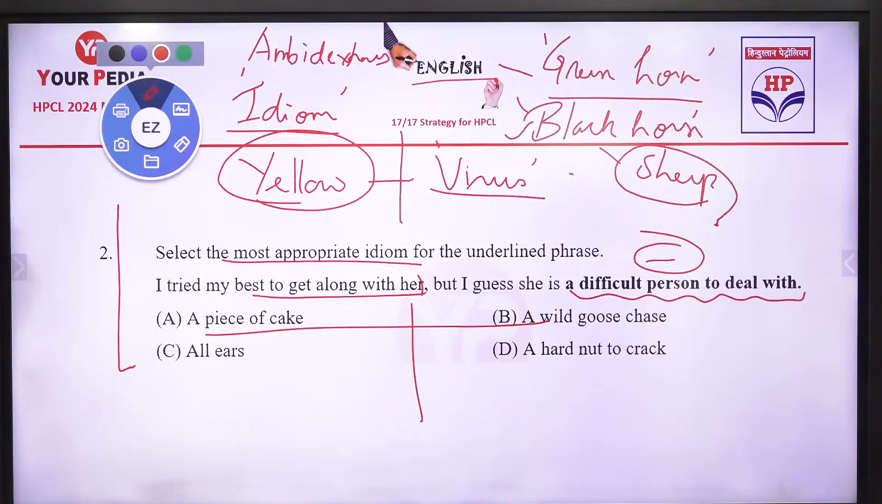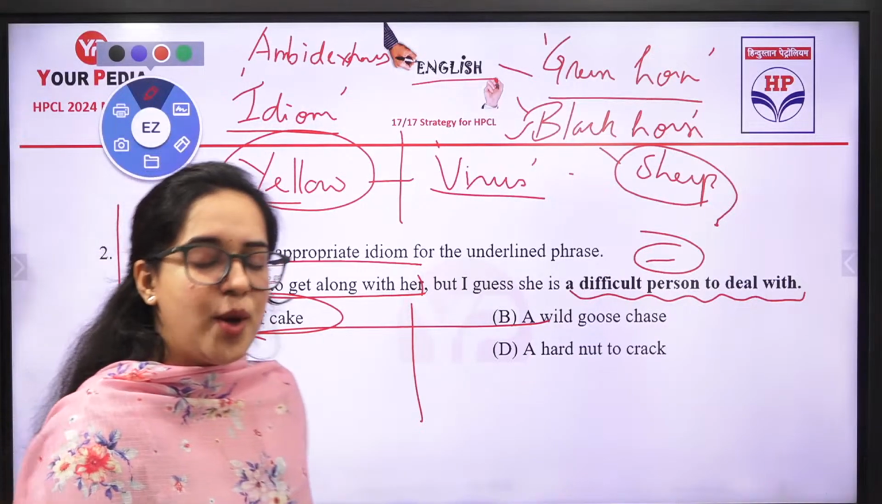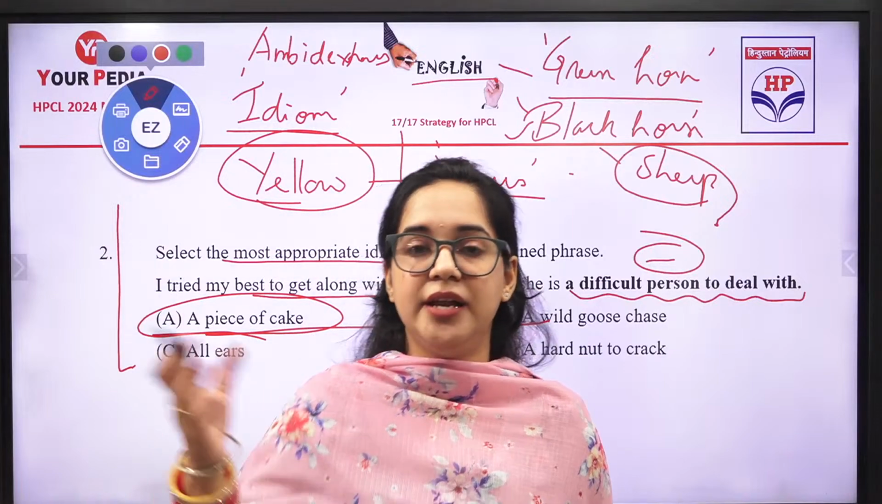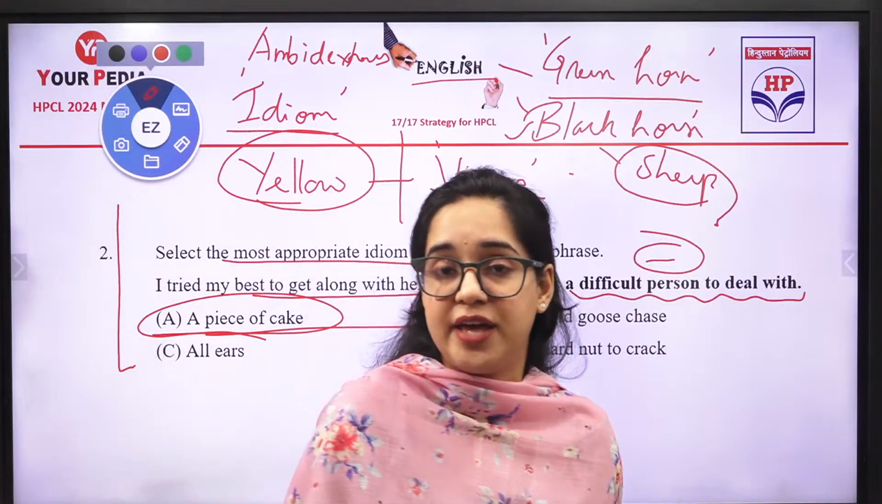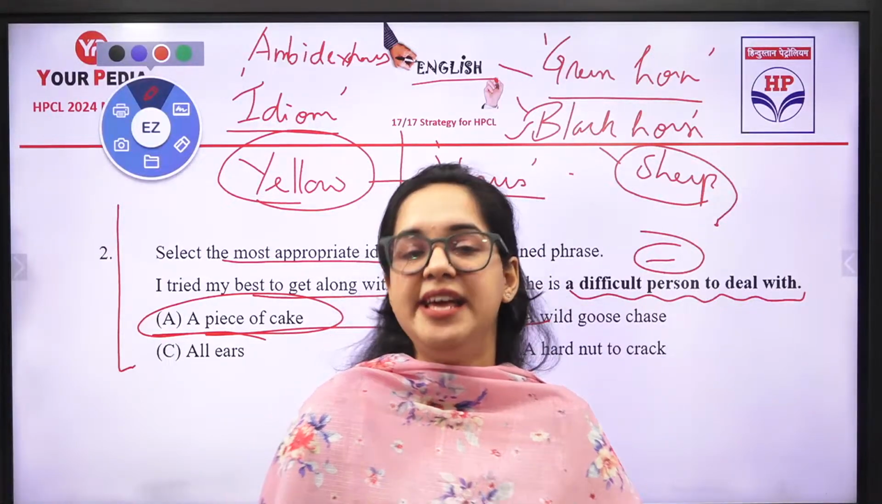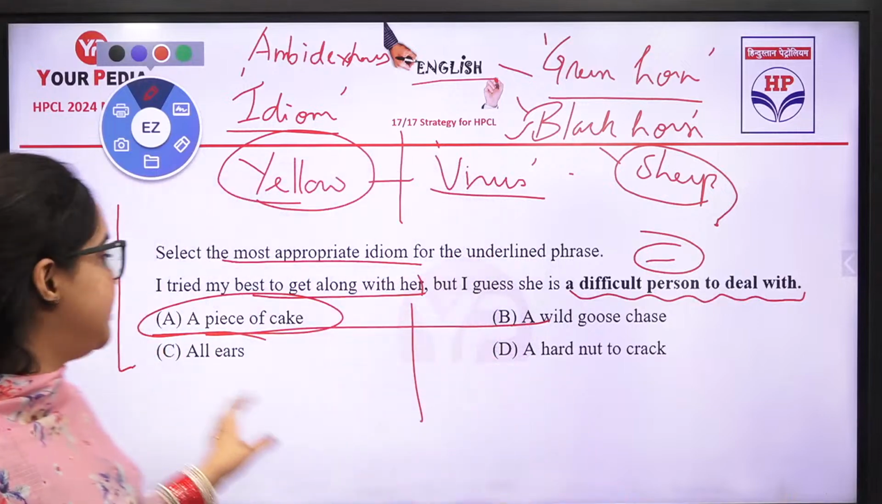D, very good. 2 answers are there. What else? D. Everyone is with D. Good. What are the other options? A piece of cake. A piece of cake means very easy work. If you say clearing the examination was a kind of piece of cake for him because he did not make much effort. Something that is very easy, you get with little efforts, that is termed as piece of cake.